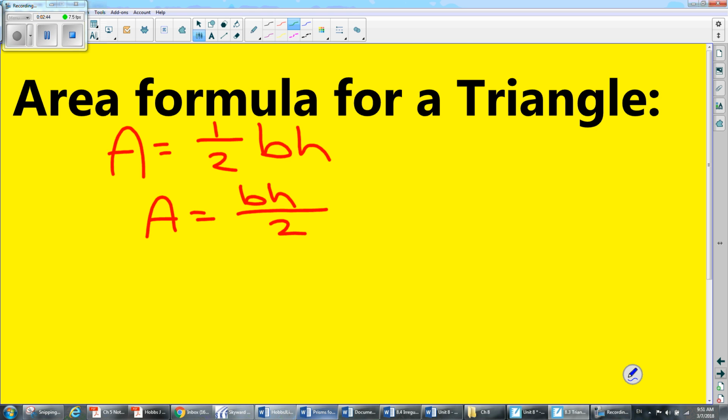Then we have our triangle area formulas. Most people say 1/2 base times height, or if it makes more sense to you to say base times height, then divide it by 2. Either is fine.